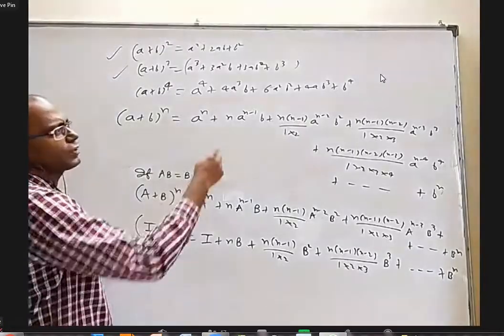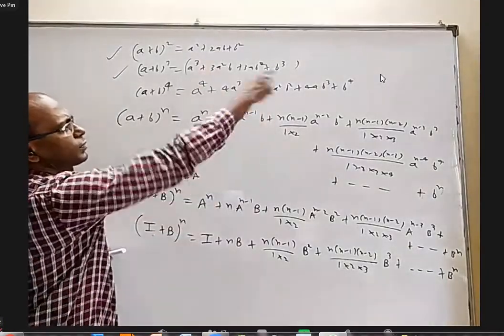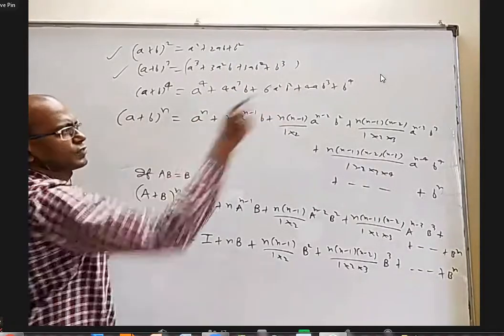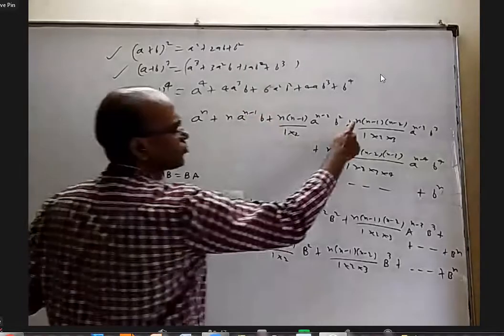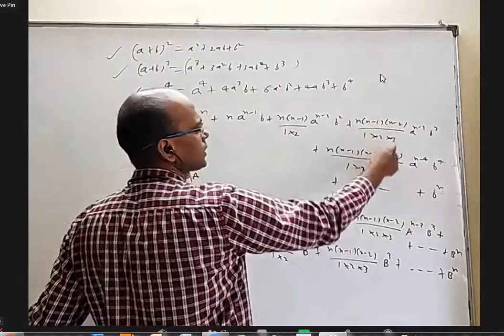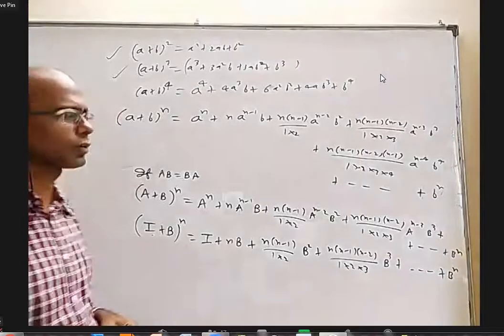If you want to verify, you take n equal to 3 everywhere, you will get this formula. You take n equal to 4 everywhere, you will get this formula. This is 4. 4 into (4 minus 1) by 1 into 2 will become 6. 4 into (4 minus 1) into (4 minus 2) by 6 will become 4. Like that, you can write it.